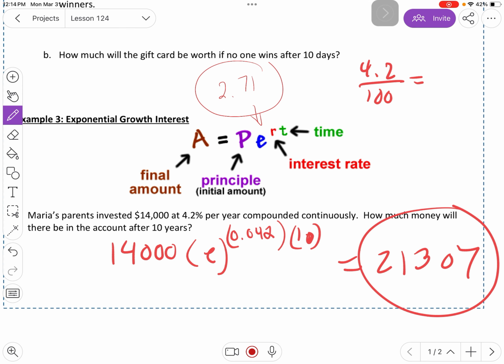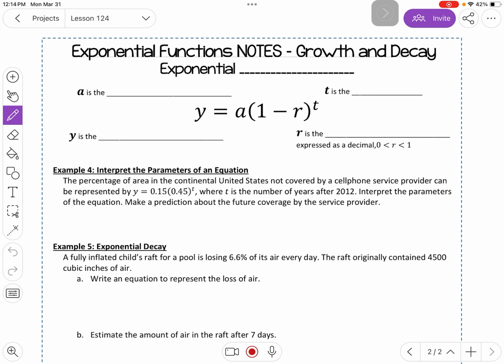All right. Okay, onward. So exponential decay. All that changes is we change this sign to a negative sign. The a value is still the initial value. This is still the output of the function, whatever we get for y.